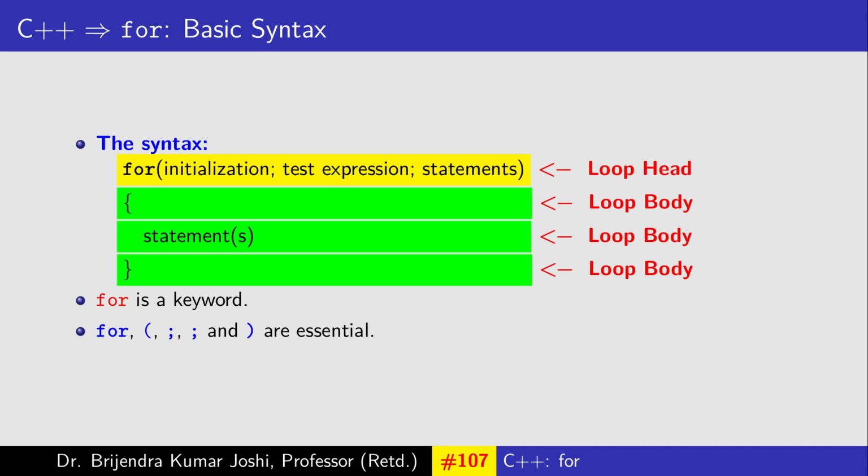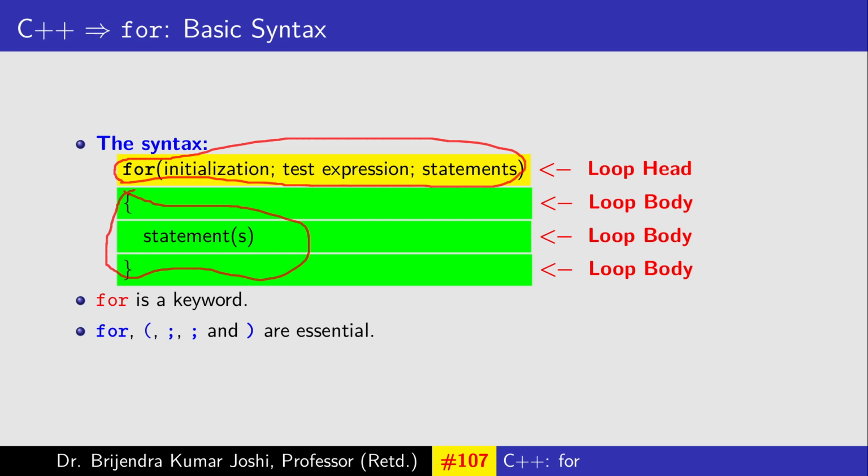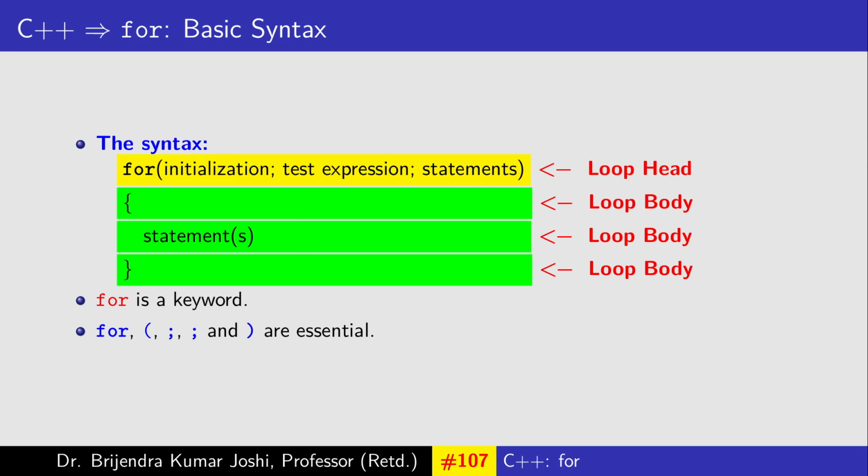Now, this is called the loop head. And all the statements within this pair of braces are referred to as the loop body. If you want to execute only one statement as the loop body, then it is not essential to enclose it within a pair of braces, as I have told you a number of times. Now, for is a keyword, which means you cannot use it for any other purpose except that for which it has been defined. Here, the opening parenthesis, the semicolons, and the closing parenthesis are essential. Everything else is optional.